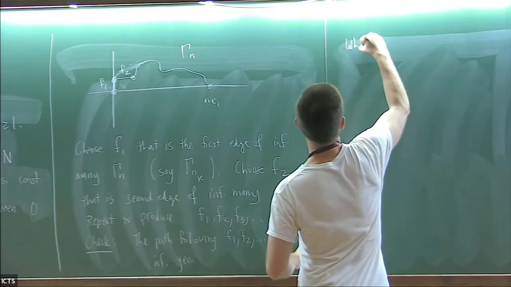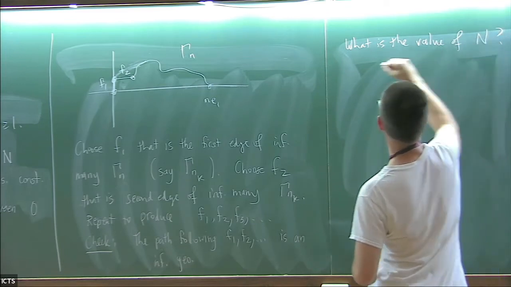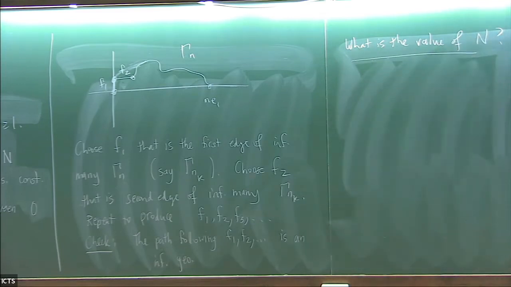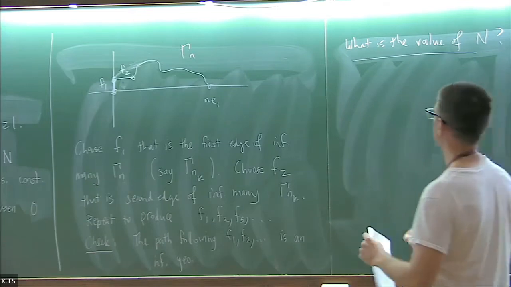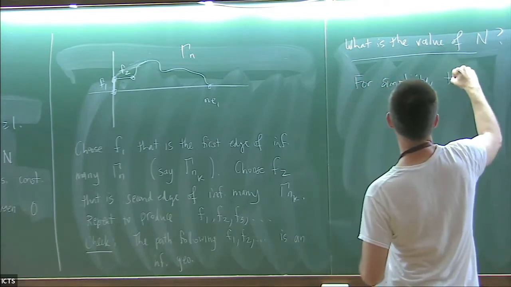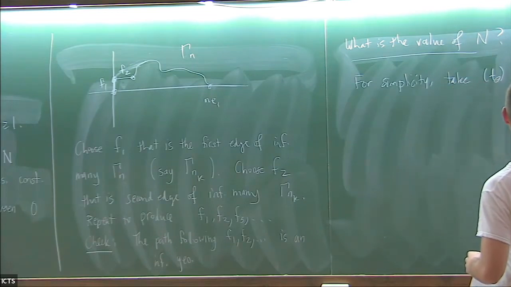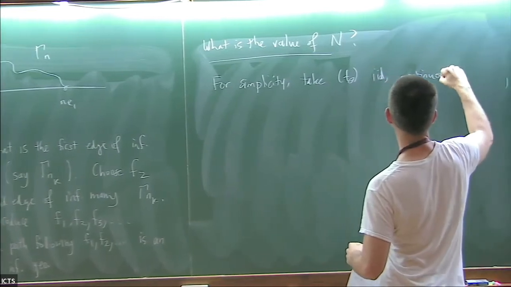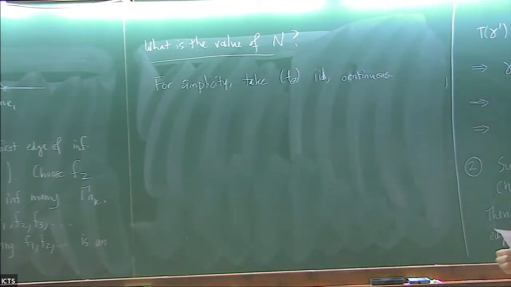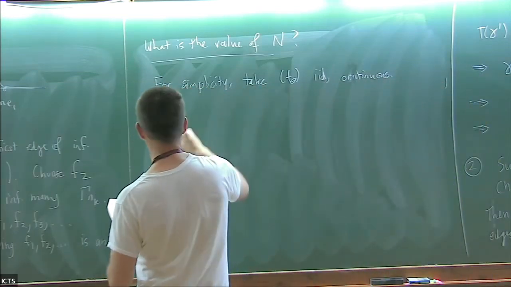Okay, so what is the value of n? That's our main question for the moment. Okay, so for simplicity, let's take the TE that are IID and continuous. In other words, the common distribution is continuous. A lot of the ensuing arguments don't really require this, but I'll just do it to make it a little easier. Okay, so first of all, there are some results.